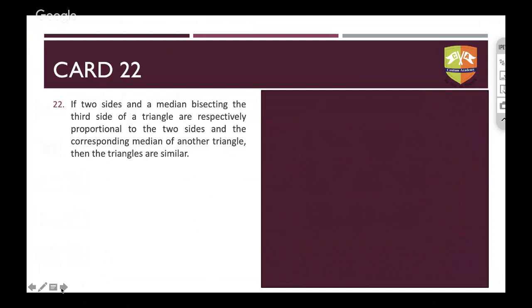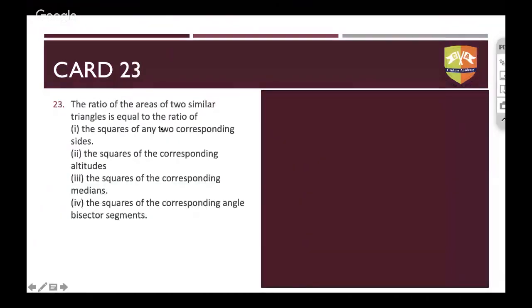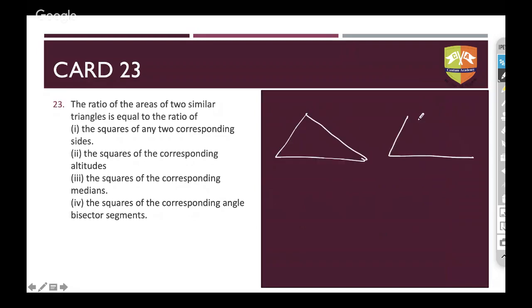Okay. Next is: the ratio of the areas of two similar triangles is equal to the ratio of the squares of any two corresponding sides, and also the square of corresponding altitudes, medians, and angle bisector segments. Anyway, we'll come back to this. So the ratio of areas of two similar triangles is equal to the ratio of the squares of any two corresponding sides. You have already done this multiple times, so a quick recap.